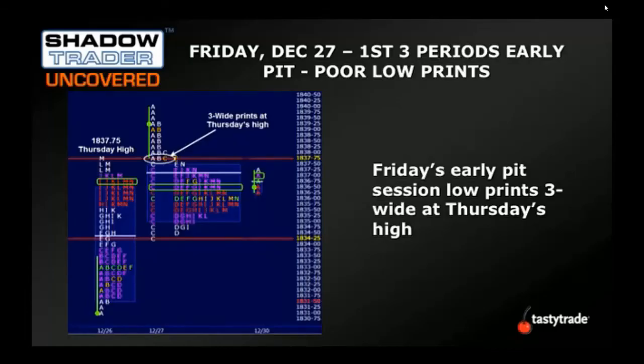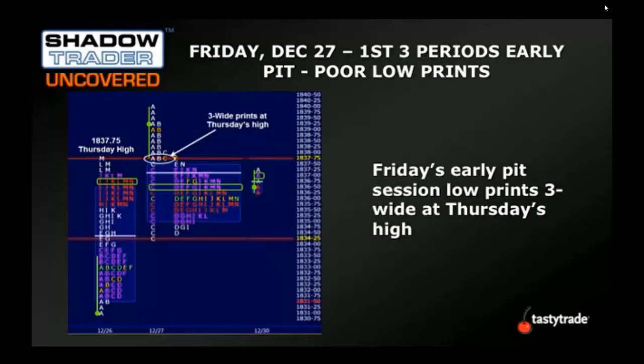Remember also when we looked at the structure, we said it did not look like Thursday's auction was completed based on structure. So I would think there would be a pretty good opportunity to see the market trade, or at least investigate, above Thursday's high on Friday.